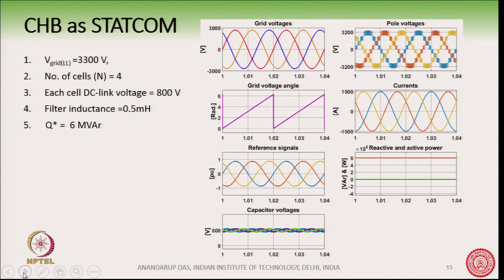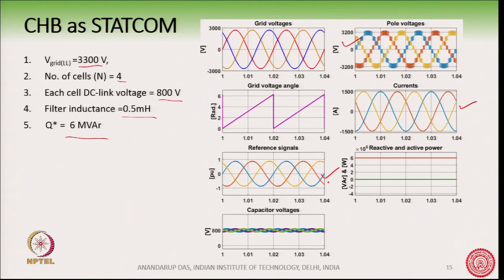Then we have this as the simulation result, which we have done, suppose 3300 volt, number of cells 4, DC link is 800 and the filter inductance is 0.5 millihenry and Q star is 6 MVAR, okay. It is very similar to the results we have already seen. You have this pole voltage, you have this reference. We are using sine PWM here, but we can also use the other PWM techniques. So, here this is the current.